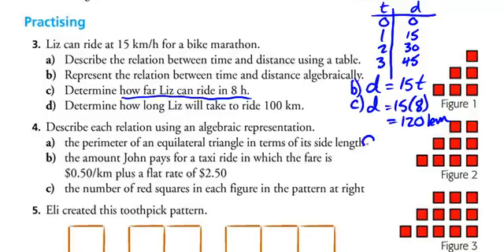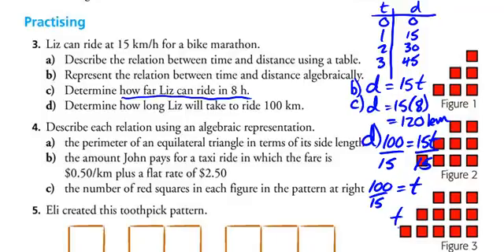Well, for part D, the distance is 100, and we're going to solve for t. Sorry about the mess here. To get t by itself, we need to divide by 15. So t is whatever 100 divided by 15 is. So that comes out to 6 and 0.66, or 6 and 2/3 hours, or what's that? 6 hours and 40 minutes.